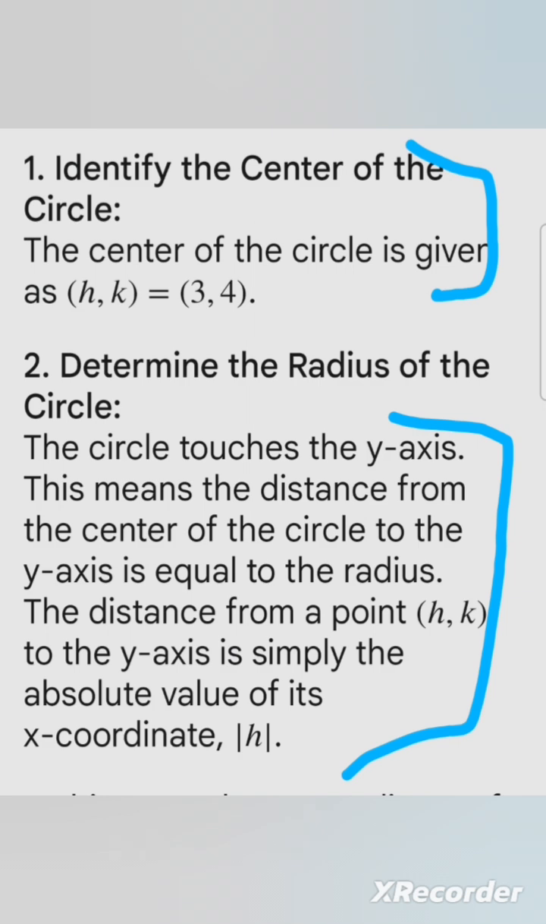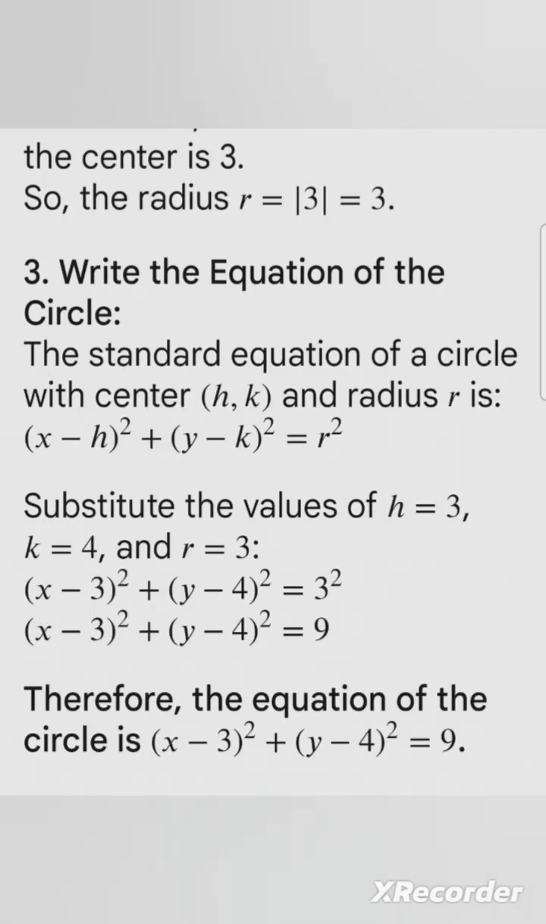The distance of a point (h, k) to the y-axis is simply the absolute value of its x-coordinate. That means if the x-coordinate is -3, the radius will be the absolute value, 3. That is what is explained here. So it's very simple.